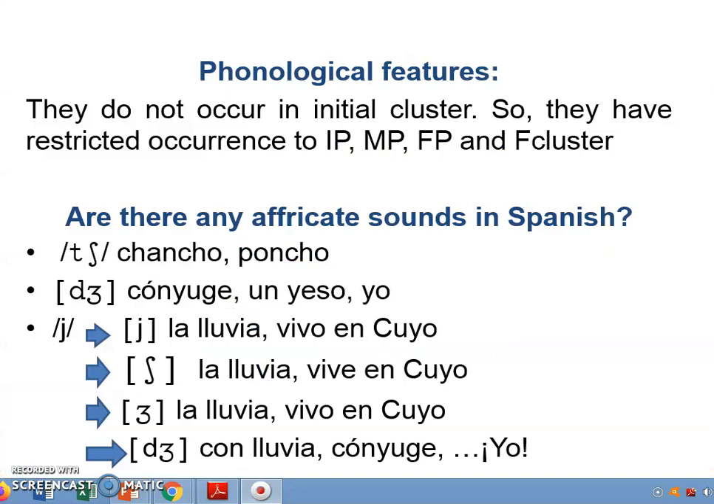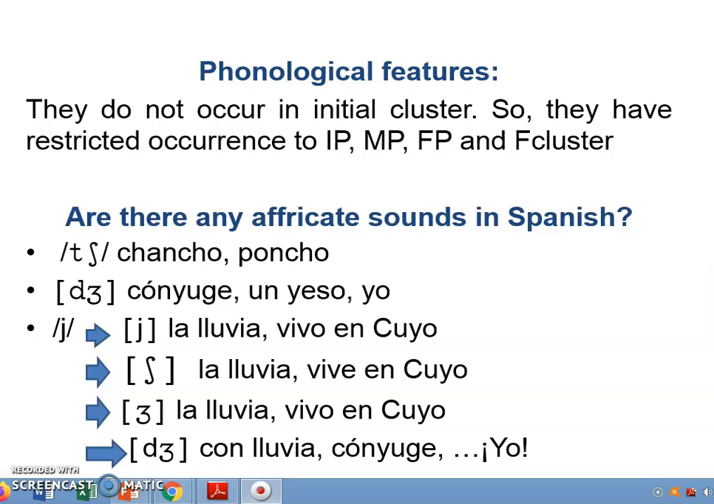Let's analyze affricates from the phonological point of view. That is to say, let's analyze their distribution. Well, they occur in all positions except in initial cluster. So they have restricted occurrence to initial position, medial position, final position, and final cluster. That means that they can only occur in these positions, but not in initial cluster.